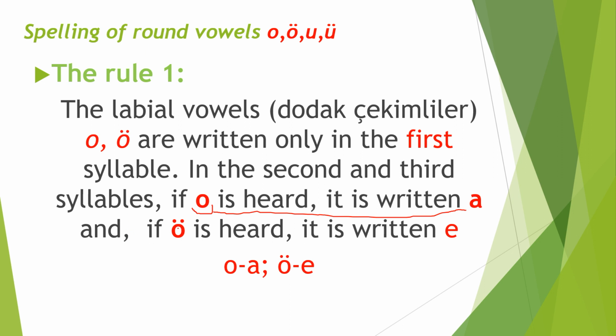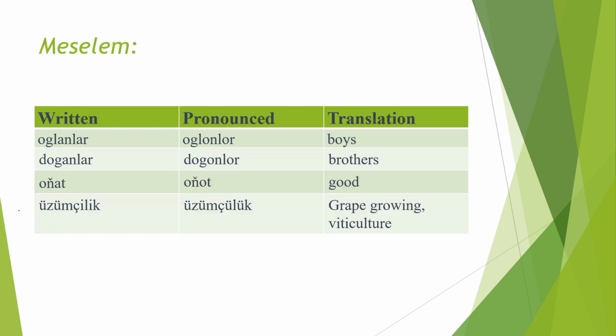One more time. O and Ö we can write only in the first syllable. So if we hear O, we must write A. If we hear Ö, we must write E. So O, A, Ö, E. As here, oğlanlar. Why can't we write O here and O here? Because O and Ö we can write only in the first syllable. Even though you can hear O when we pronounce it in spoken language, for example, oğlanlar. Actually, not the spoken.